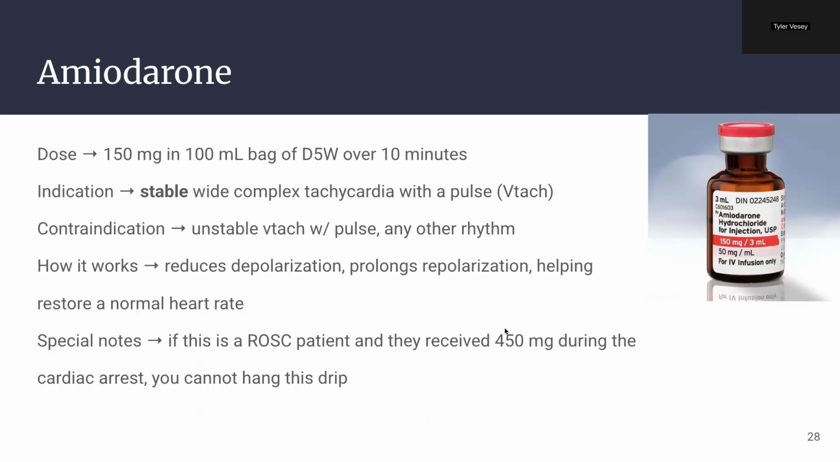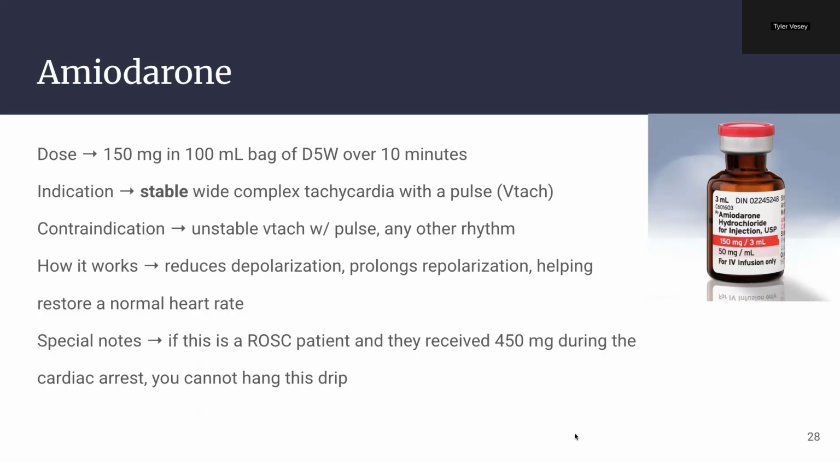A special note: if patients receive both doses of amiodarone during a cardiac arrest, so the 300 and the 150, we're not going to hang the drip. This is a conversation you can have with med control, but amiodarone is such a potent drug, and it stays in the body for a very, very long time, that they really aren't supposed to receive more than this 450 dose. That's why we only carry 450 in our drug boxes.